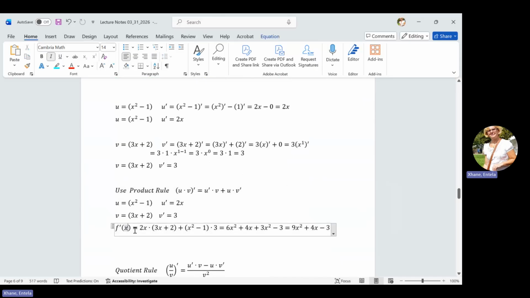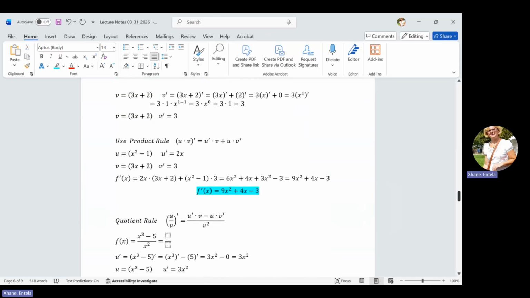So f prime of x, let me copy that, equals 9x squared plus 4x minus 3.